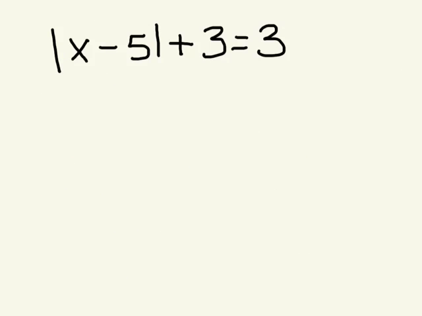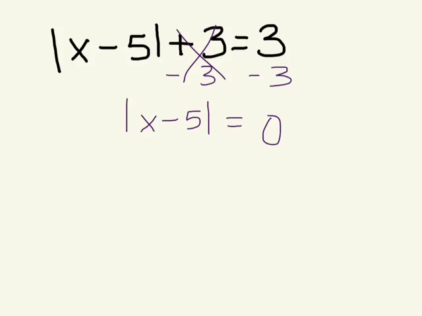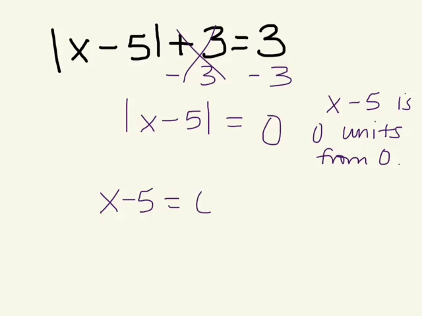Finally, we have a problem that has an absolute value plus something. So what we're going to do is we're going to subtract 3 first. The first step is to get the absolute value alone. And that leaves me with 0 on this side. So the absolute value of x minus 5 is 0. This means that x minus 5 is 0 units from 0. And the number that's 0 units from 0 is 0, which means x minus 5 is 0.